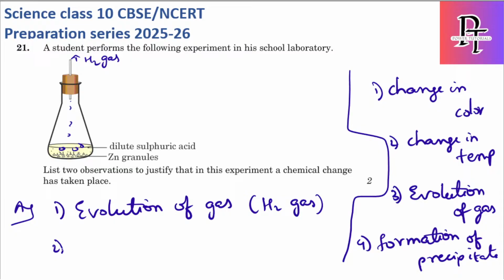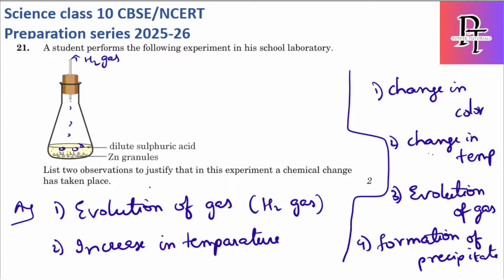Second change is increase in temperature. Increase in temperature happens for this reaction when zinc granules react with dilute sulfuric acid, and this is the second change, because I told you one of the changes is change in temperature, and here the change in temperature is an increase in temperature.